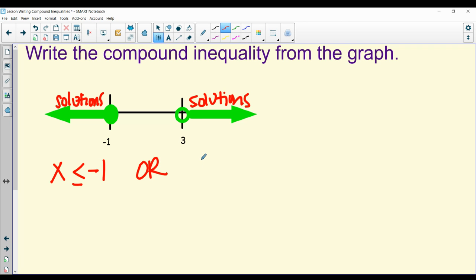My other one, again, we do have to write the x because we're writing another inequality for this section right here. So for the solutions, it's pointed to the right of 3, so it's going to be greater than 3.